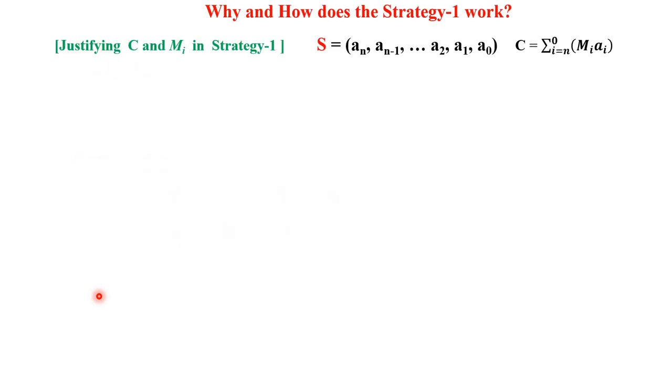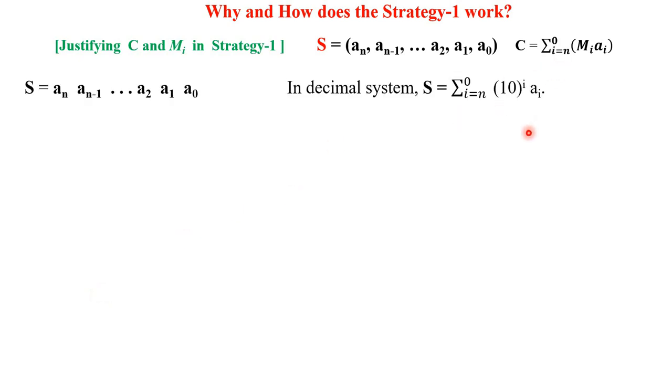Now the most important part of today's video: why or how does this strategy 1 work? We will justify why the C formula looks like this, right? This is quite mathematical and logical, so let us try in our own way. Suppose S is the number, with A0 to AN the digits in unit place, 10s place, 100s place, etc. So in the decimal number system, this S can be represented as the sum of 10 to the power I times A_I, where I is 0 to n. That is the number system fact that everyone knows.